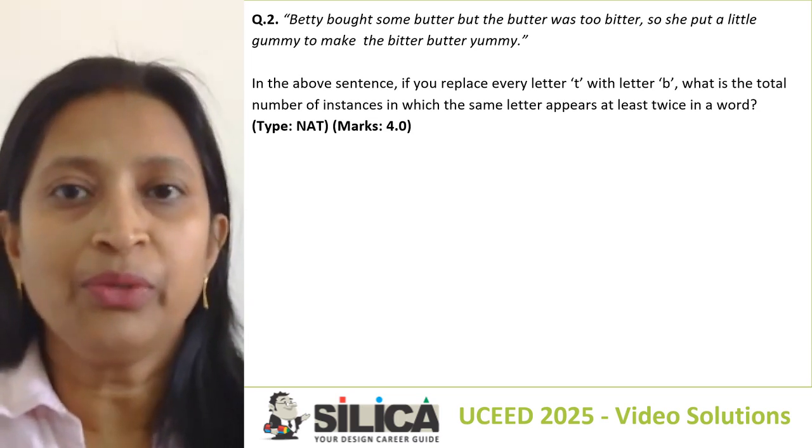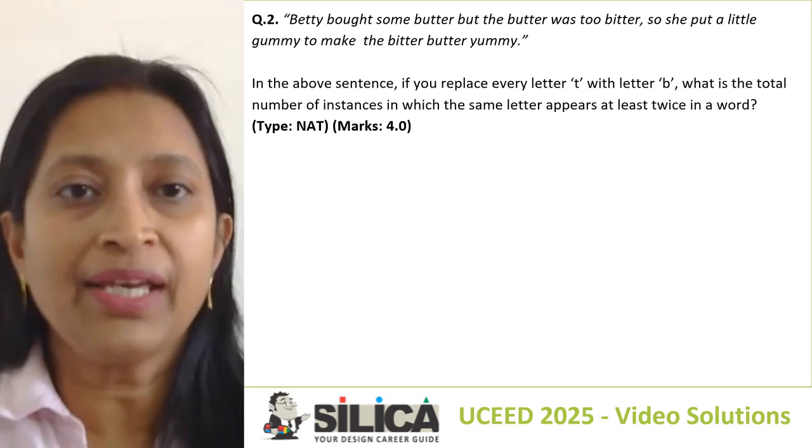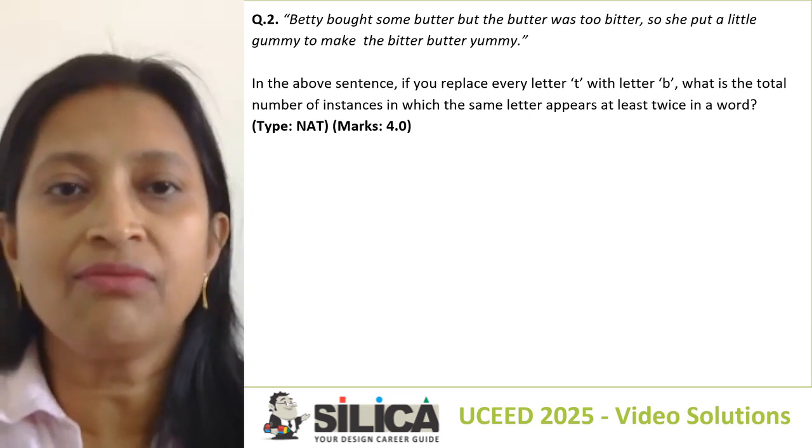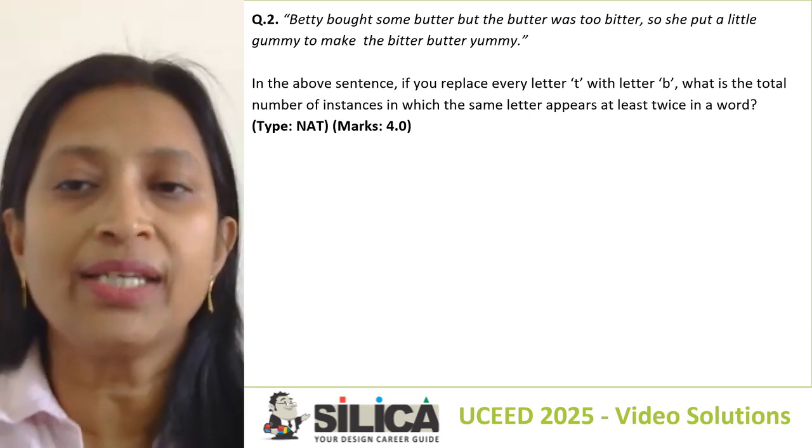Now what you have to do in the above sentence is replace every letter T with B, and then the question is, what is the total number of instances in which the same letter appears twice in a word?